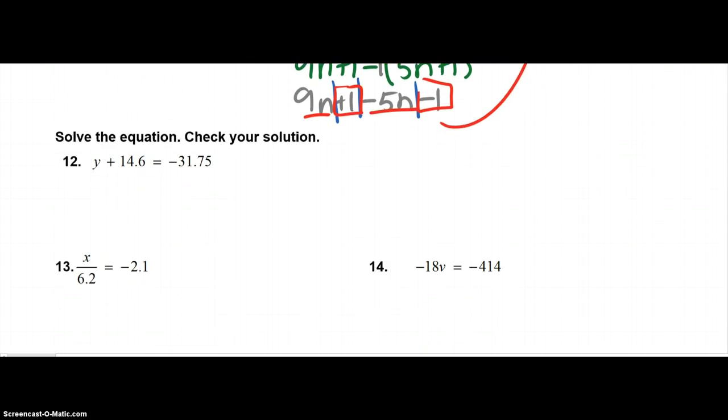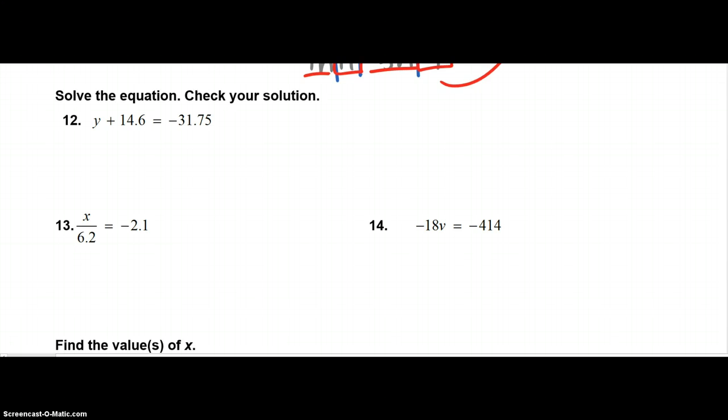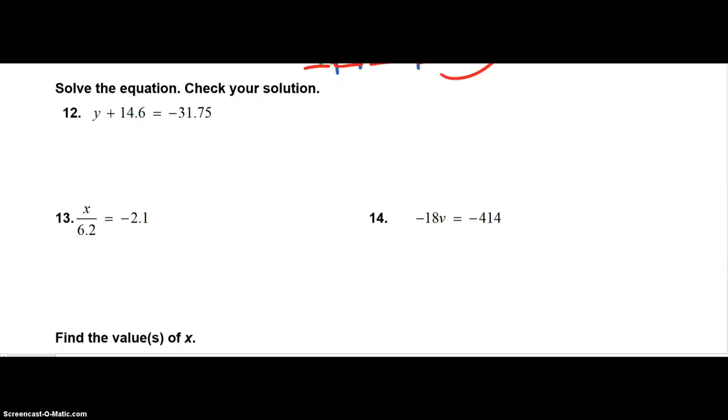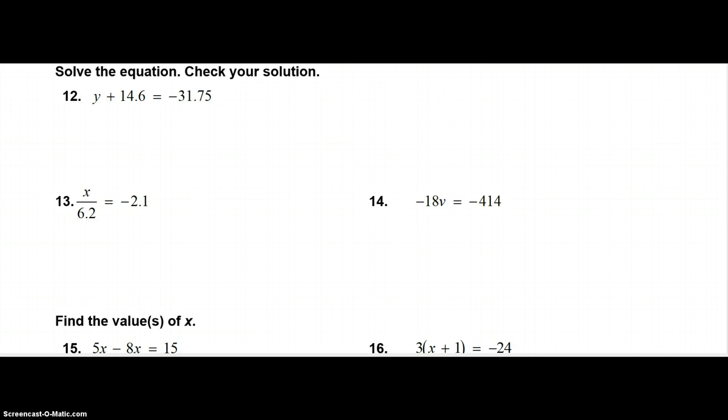Number 12, 13, and 14, they're solving equations. These are all one-step equations. And it says to check our solution, which means we need a check step. That's very important here. So in the very beginning, we have, for number 12, y plus 14.6 equals negative 31.75. So I'm going to draw those railroad tracks to separate the left and right side of my equation. I'm doing addition here, so I want to use subtraction to undo that addition. So I'm going to subtract 14.6, subtract 14.6.